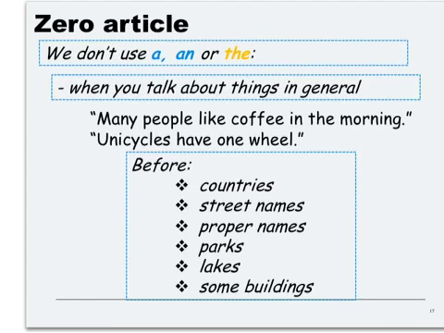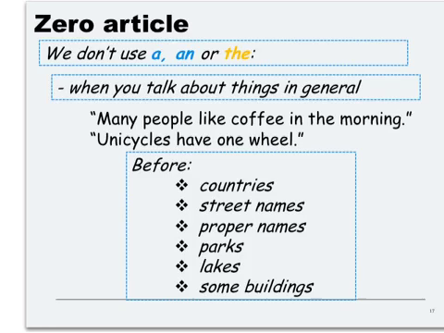So, we've talked about when we should use a, an, or the, but how about when we shouldn't? The first thing to remember is that we don't use a, an, or the when we talk about things in general. For example, many people like coffee in the morning. We don't use an article before coffee because we're making a general statement. In our next example, unicycles have one wheel. Again, we don't use an article because we're making a general statement about all unicycles.